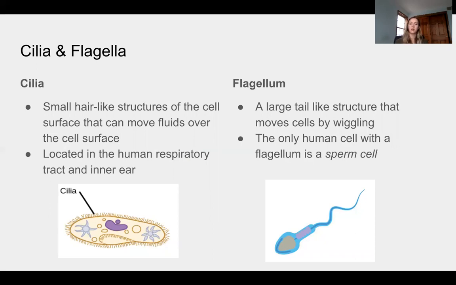So when you think of flagella, the easiest way is to just think of a sperm cell, and that's actually the only human cell that uses one. So that's where it gets its motility.